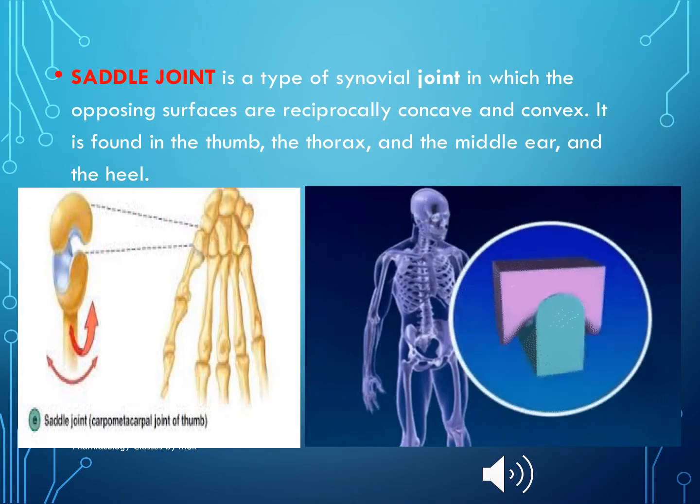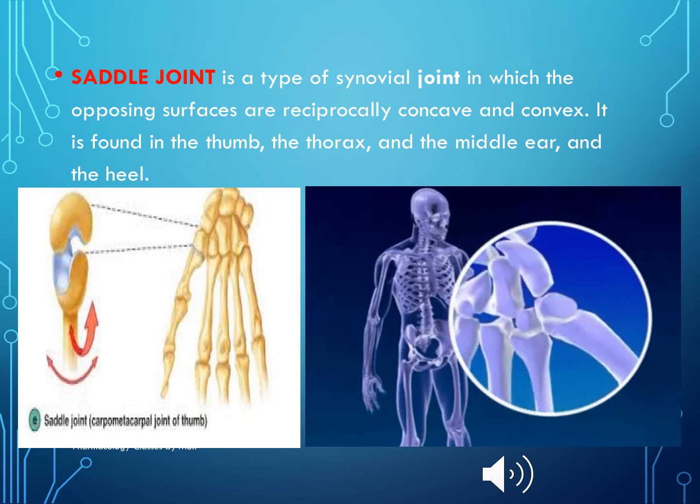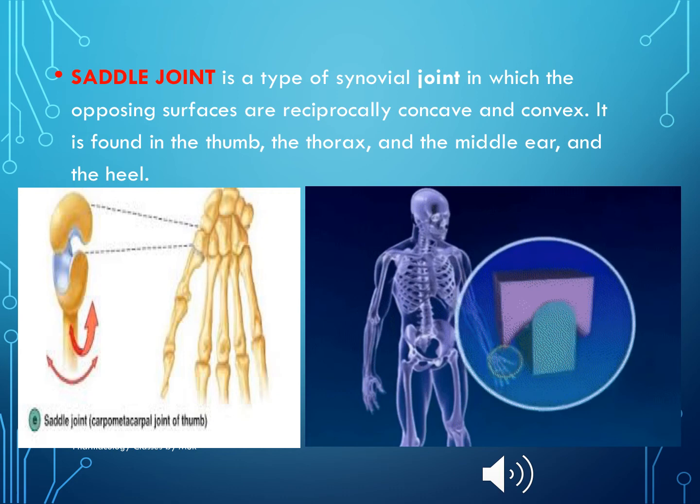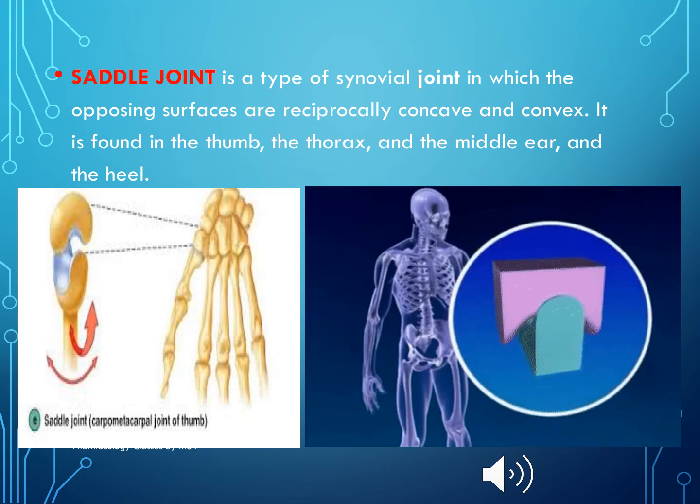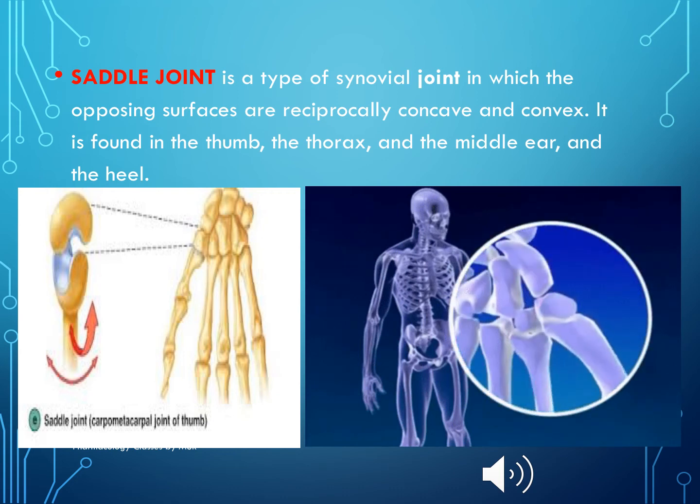The next type of synovial joint is the saddle joint. Here two bones articulate with each other because they have concave and convex shapes. If one bone has a concave shape, the other will have a convex shape, so they can fit easily. This type of saddle joint can be seen in the thumb, thorax, middle ear and the heel region.